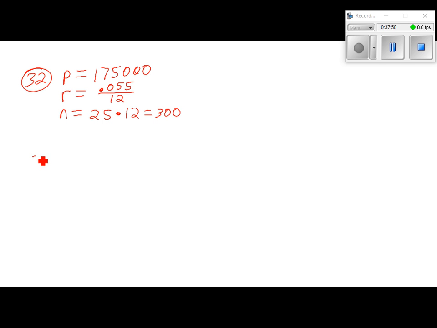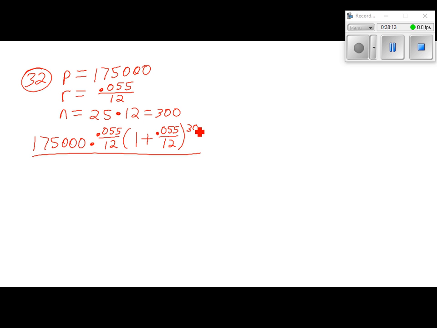So when I stick everything in this formula, I'm just going to write out the formula. That's 175,000 times 0.055 divided by 12, parentheses, 1 plus 0.055 divided by 12 raised to the 300 power. And then on the bottom it's 1 plus 0.055 divided by 12 raised to the 300 power minus 1.